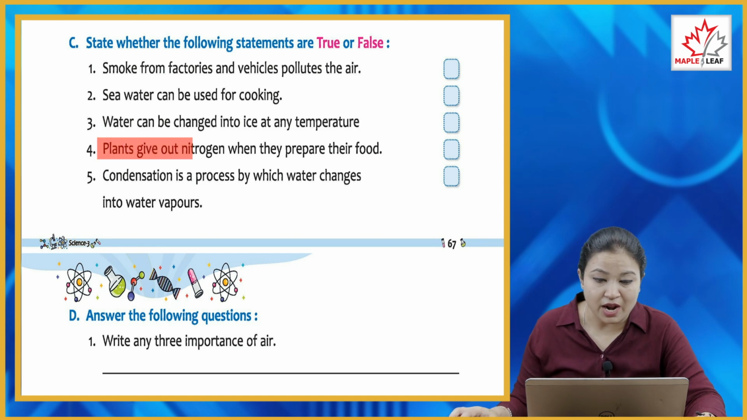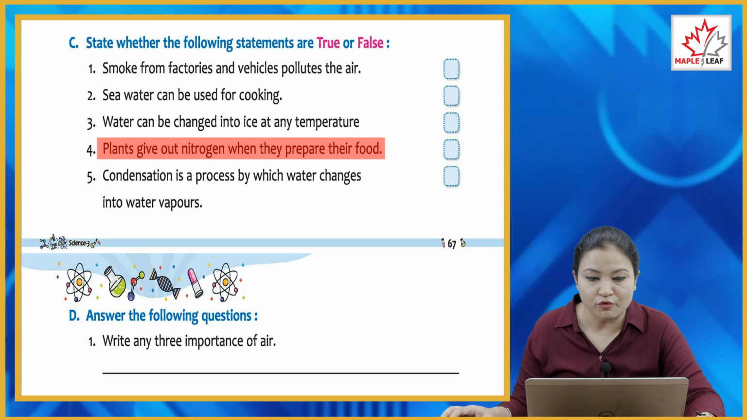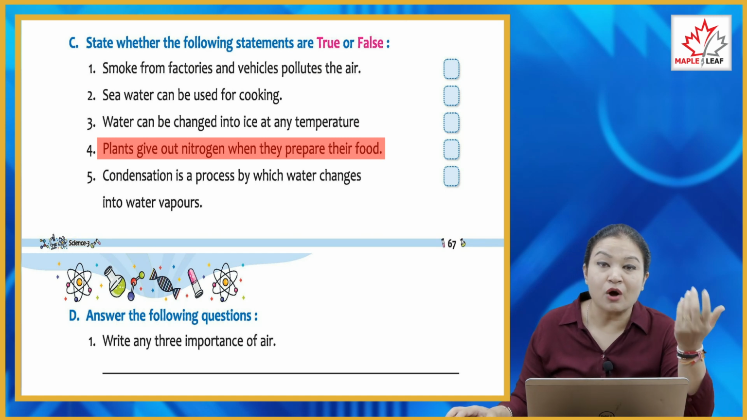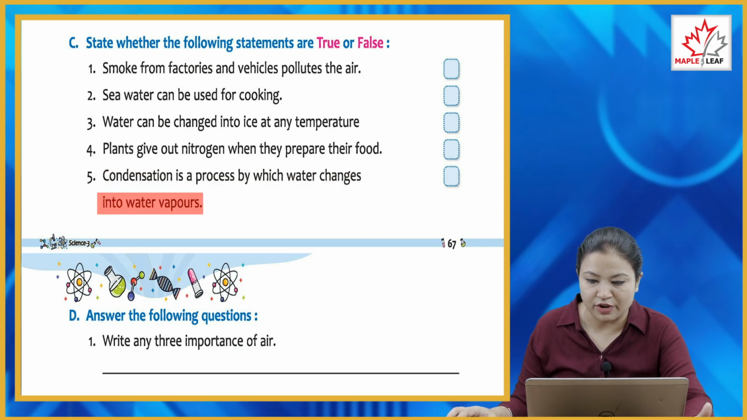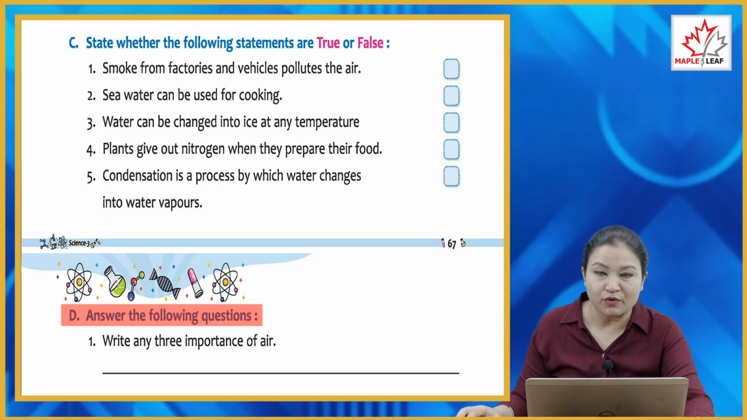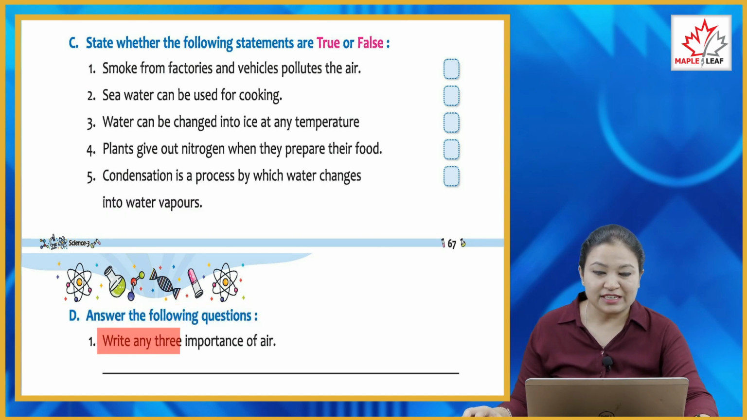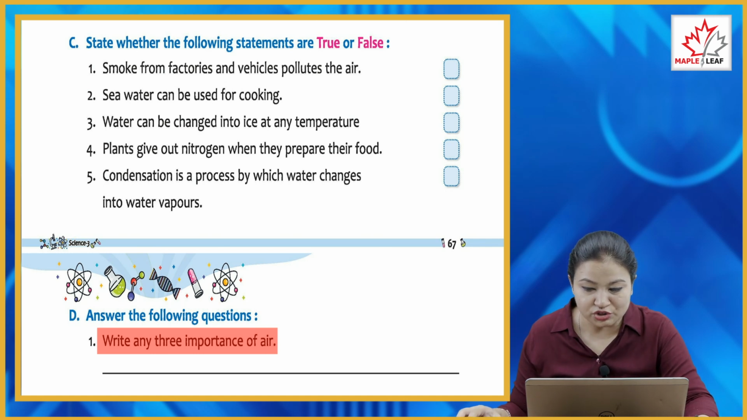Fourth, plants give out nitrogen when they prepare their food. It is also false. They give out oxygen. Fifth, condensation is a process by which water changes into water vapor. So it is false. Now D, answer the following questions. First question is write any 3 importance of air. So you have to mention 3 importance of air.